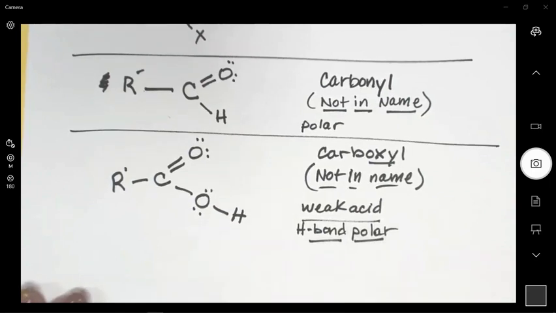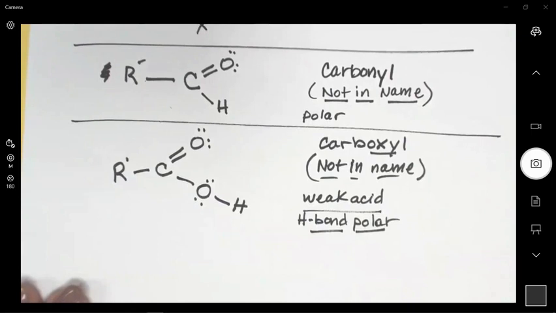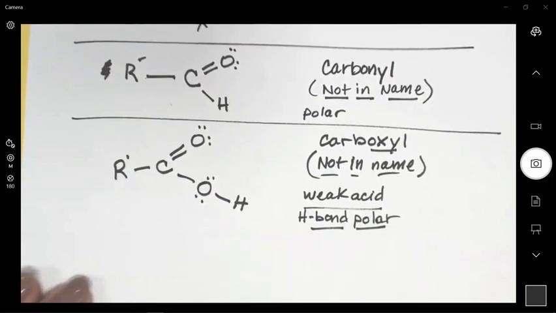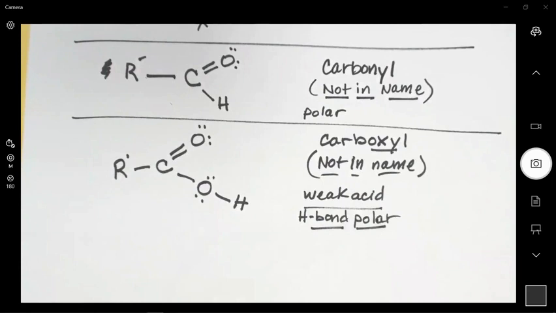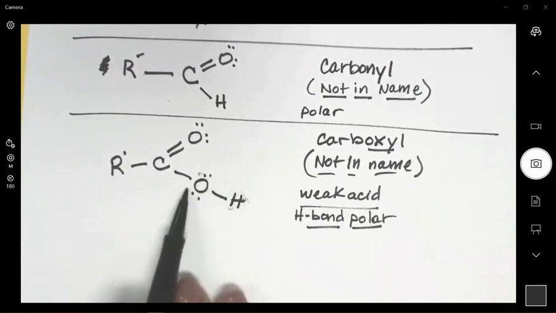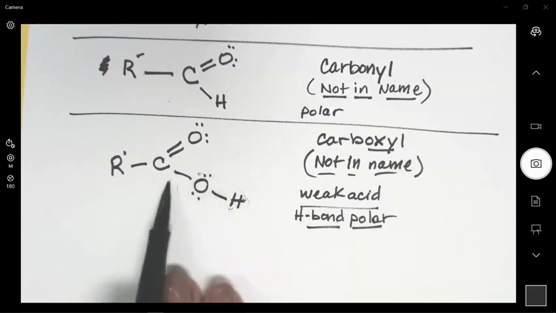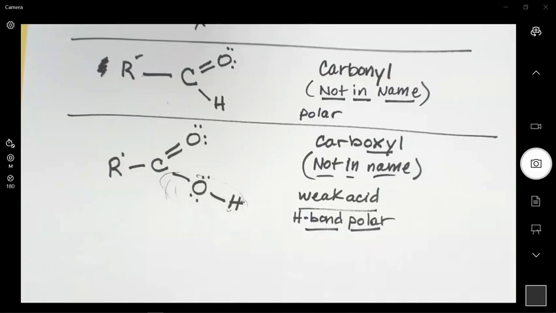H bond polar. Remember, you can be kind of polar and you can be really polar. H bond is really, really polar. And that's because oxygen is basically ripping the electrons from hydrogen. Remember, oxygen, electronegative, taking all the electrons.